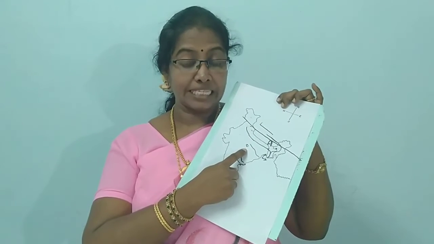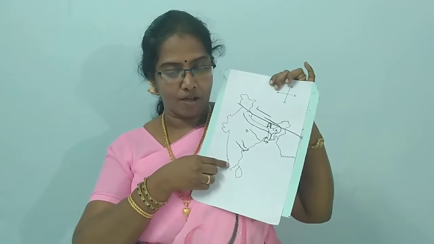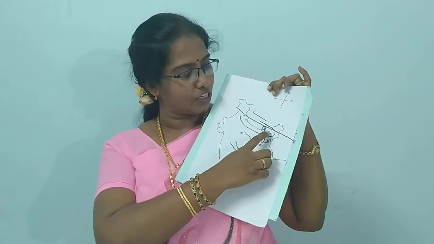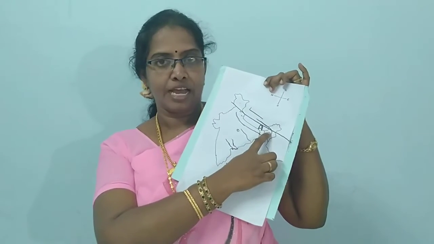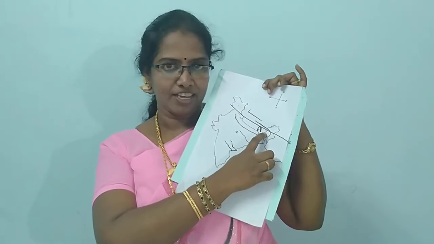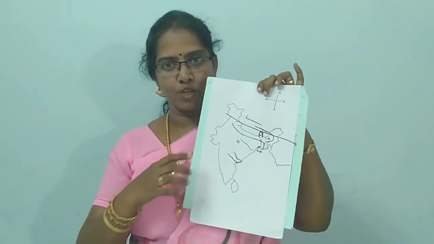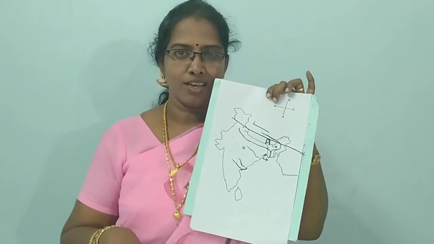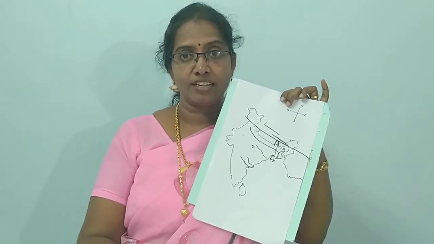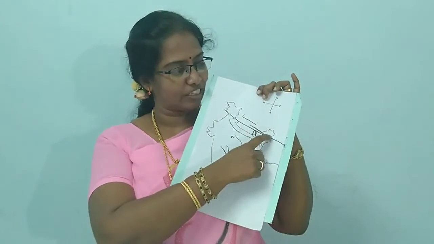Agastya Malai, just before I said, is located in the Kerala area. Then Dibru-Saikhowa is located in the Assam area. You can mark A for Assam, M for Meghalaya. If you check the book, you can easily understand. If you couldn't understand this map, you can check your book and find the location of the particular state. Then Dehang-Dibang is located in Arunachal Pradesh, in this corner.